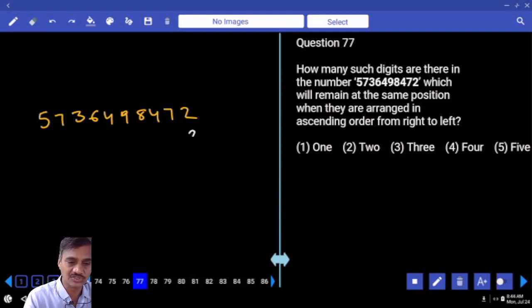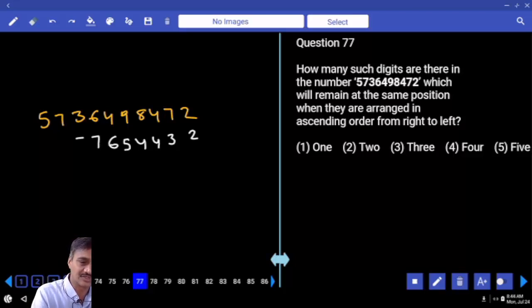1 is not there, then 2 and 3. And how many 3s are there? There is only 1. There are 2 different 4s. And after this 4 there is a 5. And next to 5 there is 6. Next is 7. There are 2 7s, 8 and 9. Now tell me how many remain at the same place here. Now here in this one, the same place of 4 and 2. Other 2 digits remain at the same position, that is choice 2, question number 77.